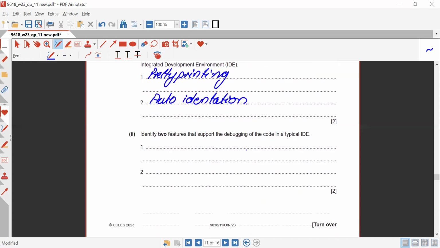Okay. Identify two features that support the debugging of the code in a typical IDE. Now debugging means that you need to find out the errors. So what could be the things through which you could find out the errors? So report window is over there. Variable expressions is over there. Breakpoints are over there. Breakpoint means that as soon as there is an error, it would be breaking up over there and will be telling you. Single stepping is over there. So there could be multiple things. So mostly we can write it down with breakpoints. Okay, just after the breakpoints, we can write variable expressions. So these could be two things.